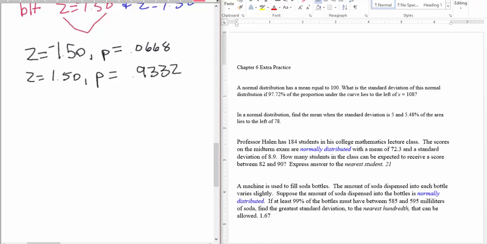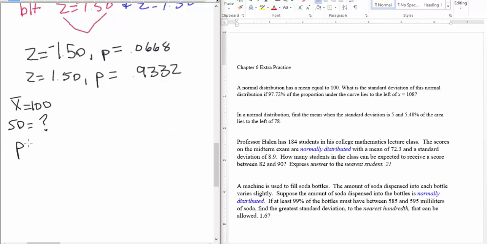I'm going to pull up my drawing board, and I believe this is what you'll be able to see here. We know a couple of things. We have a mean equal to 100. We have that in the question. It is asking for the standard deviation, so I'm going to write standard deviation equals question mark, if 97.72 of the proportion under the curve lies to the left of x equals 108.